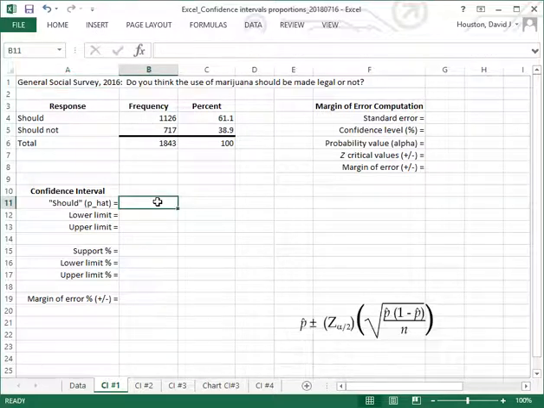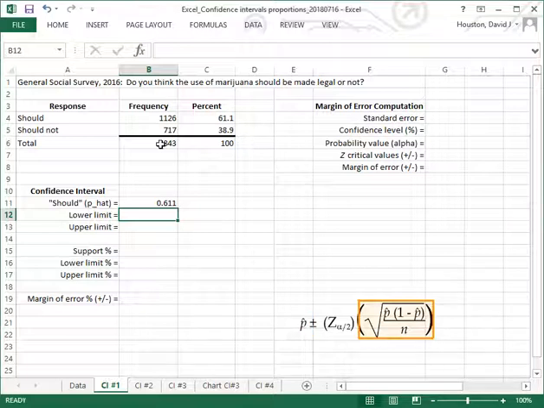What we're going to do here, first of all, is compute the proportion of respondents that offered the should response. So I'll take the frequency of the should response and divide it by the total number of cases, and that's what we'll call p hat, referring to the estimate of the population proportion offering should based upon the sample.